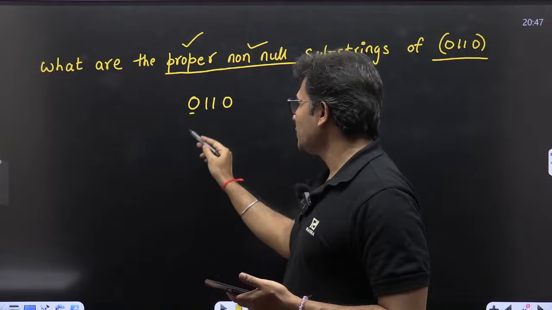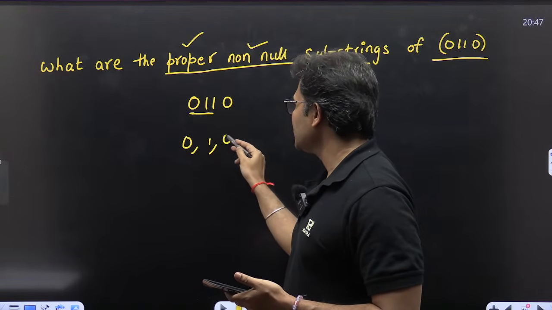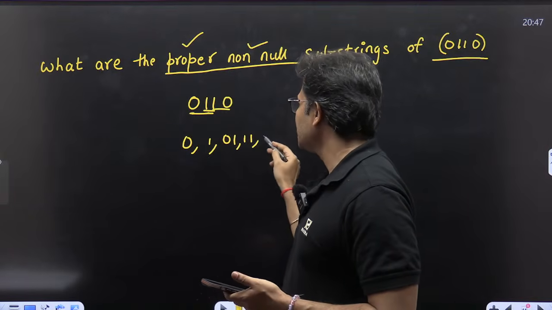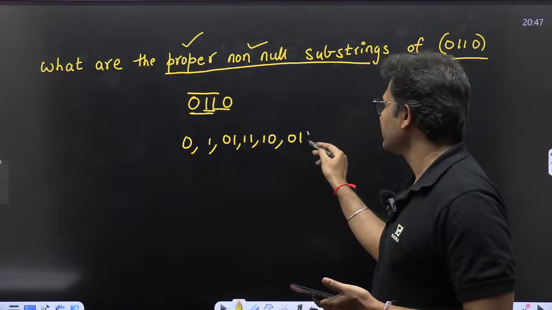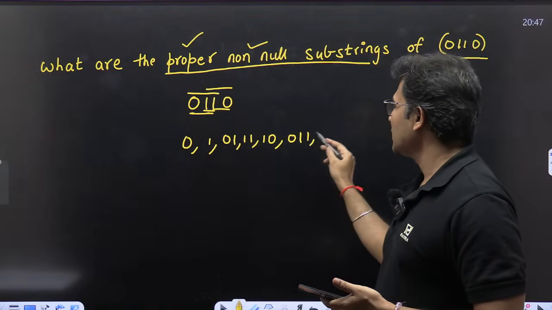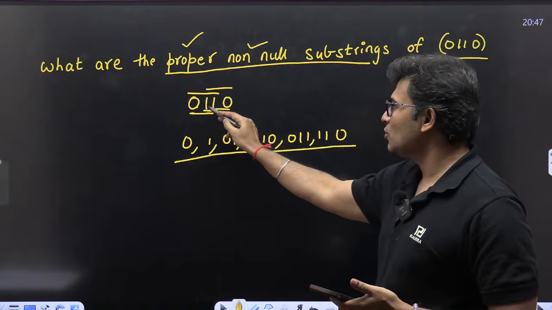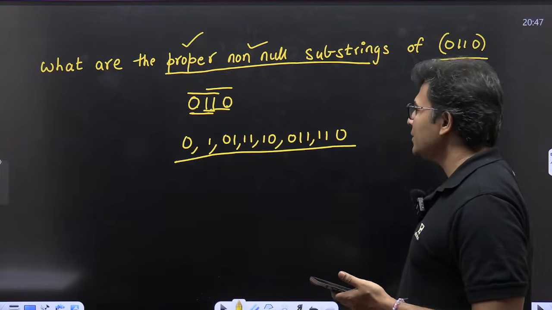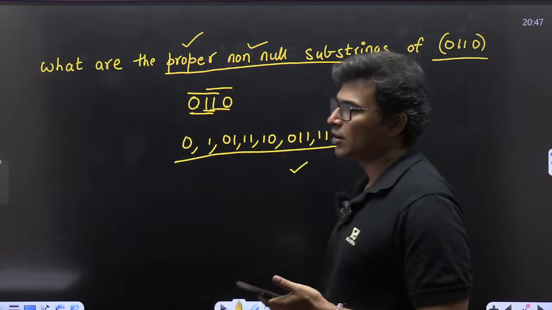Now 0 is a substring, 1 is a substring, 0, 1 is a substring, 1, 1 is a substring of length 2, 1, 0 is a substring of length 2. 0, 1, 1 is a substring, 1, 1, 0 is a substring. So all this. Don't take 0, 1, 1, 0 because that is not a proper substring. Anyway, I didn't discuss this concept. I will discuss this concept after this counting is done.